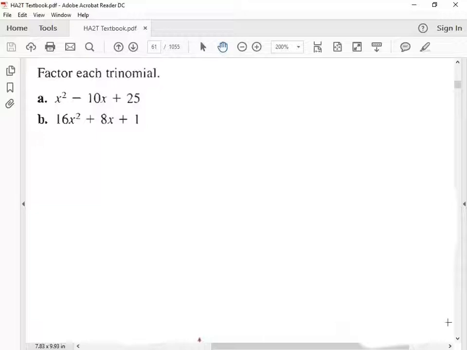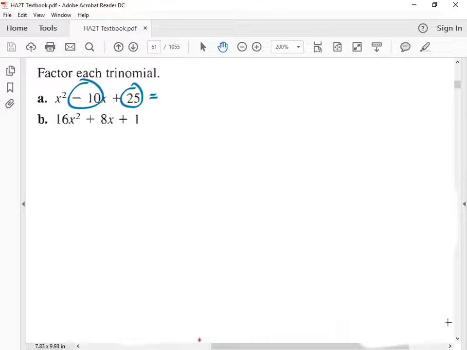Now, these are supposed to be special trinomials, but the thing with these trinomials is that you can factor them like a normal trinomial if you wanted to. Here, check out this top one. I'll just factor it normal. What times what gives you 25, and then adds to give you negative 10?